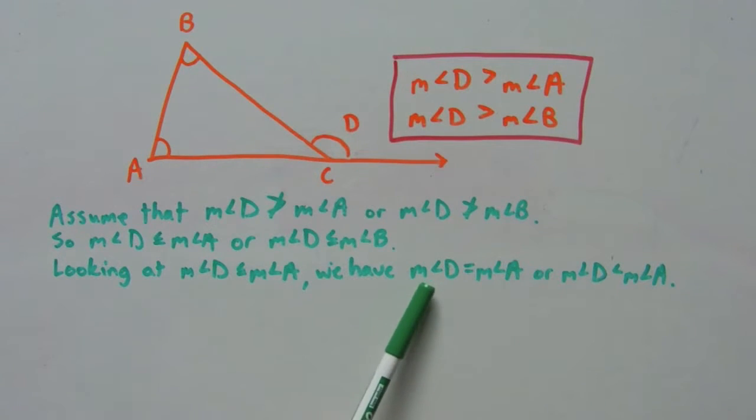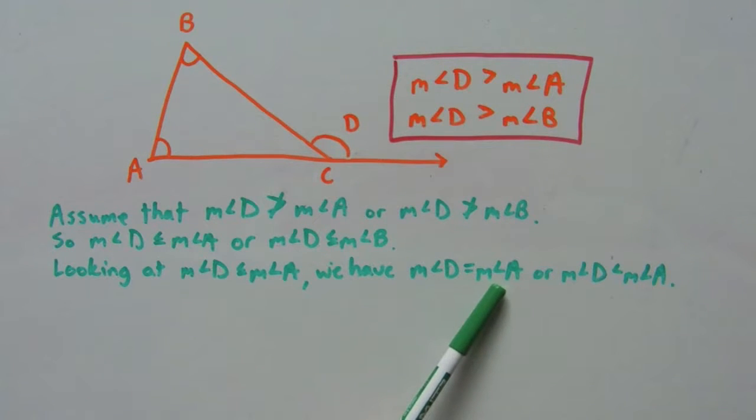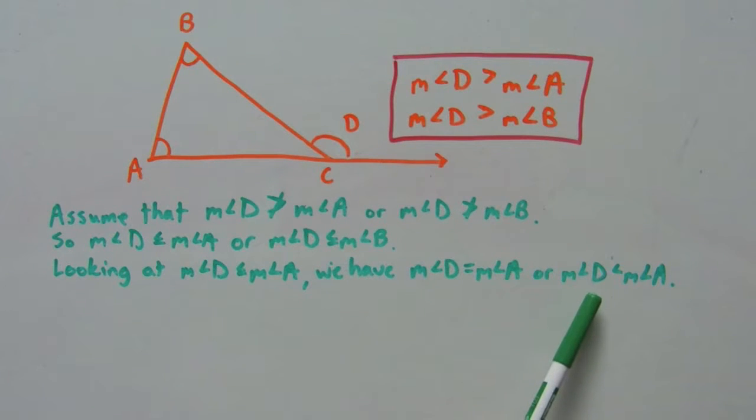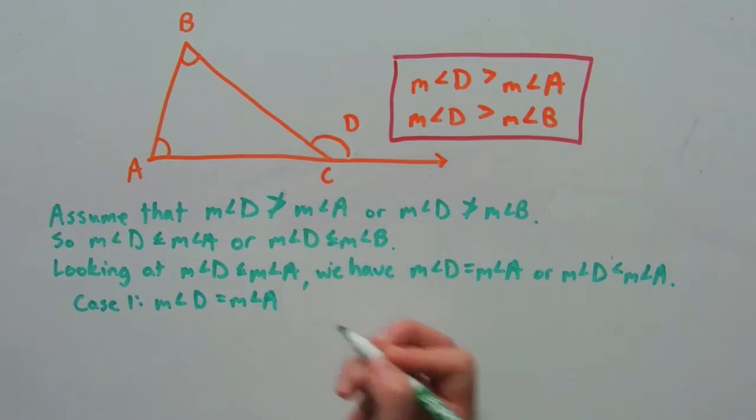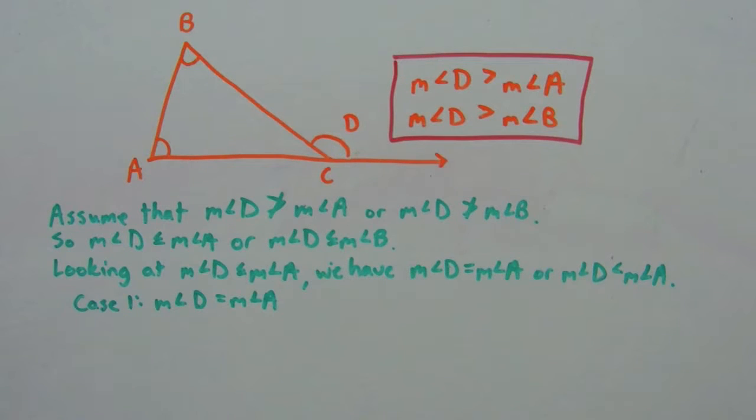Then we'll have that the measure of angle D is equal to the measure of angle A, or the measure of angle D is less than the measure of angle A. So here we have two separate cases. Unlike the last example where we did a table and proved both cases in one instance, here we're going to have to look at the individual cases. So our first case is the measure of angle D equals the measure of angle A.